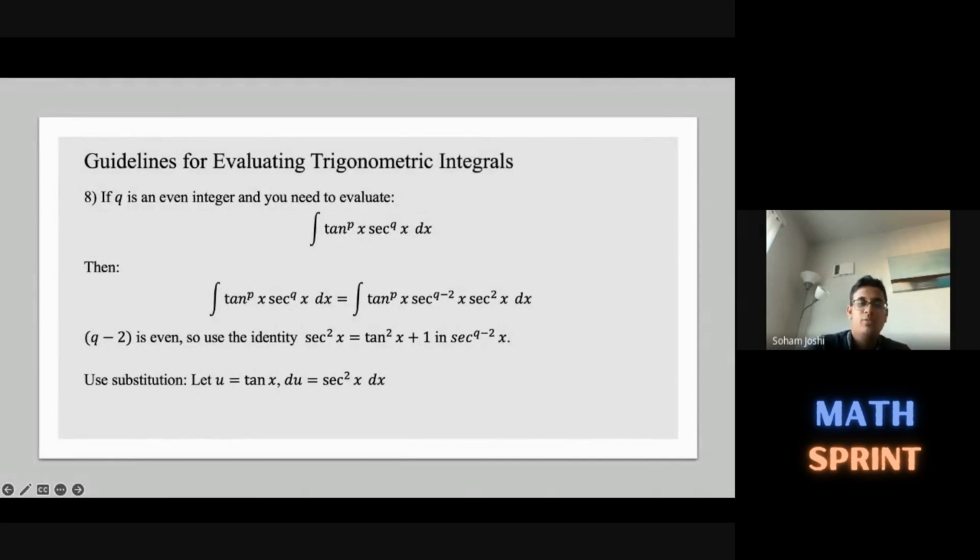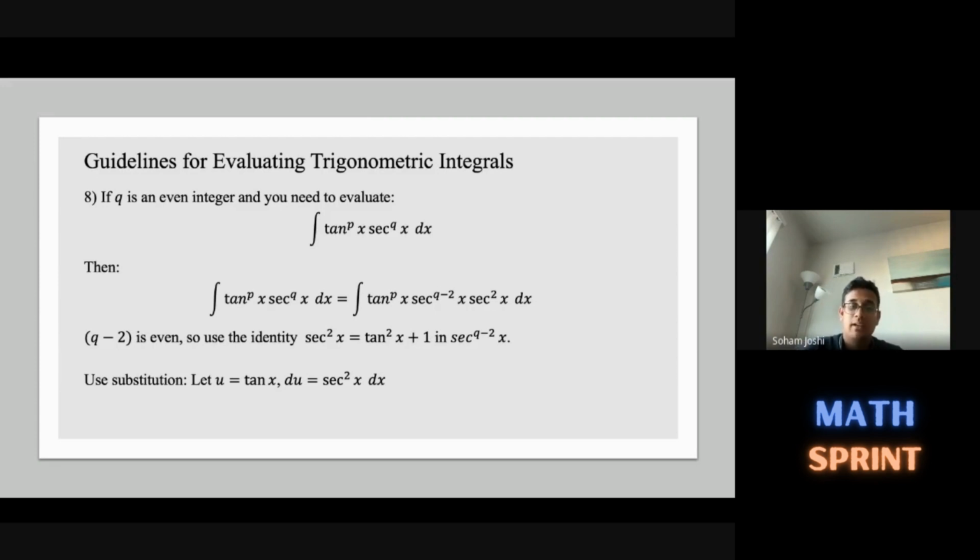Now suppose q is an even integer. p is an integer, but whether it's even or odd doesn't really matter. We need to integrate tan x to the power of p times sec x to the power of q with respect to x again. So what we do is we factor out sec x to the power of q only, changing it to sec x to the power of q minus 2 times sec square x.